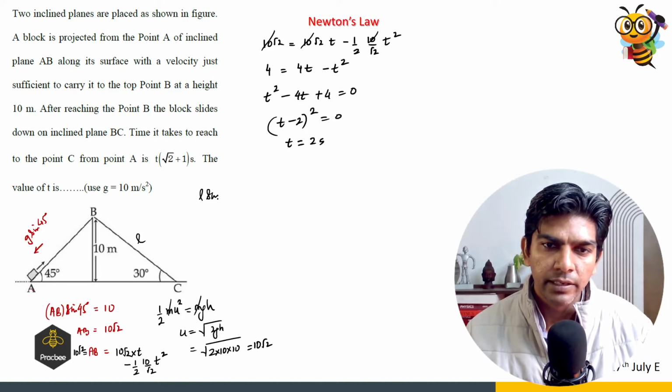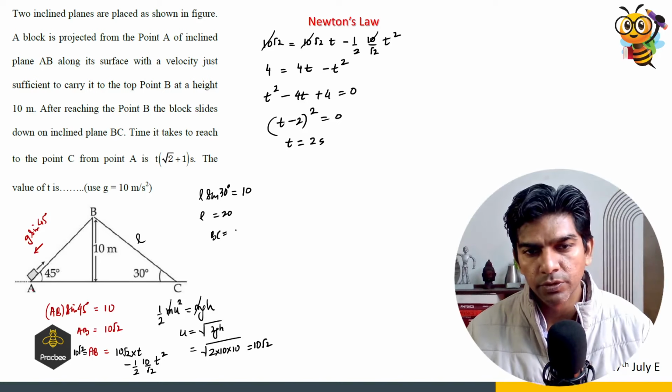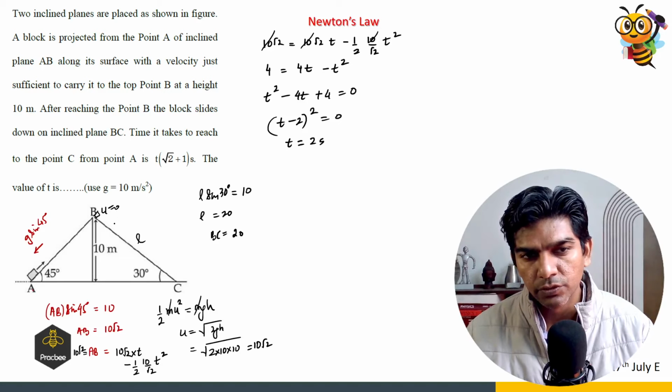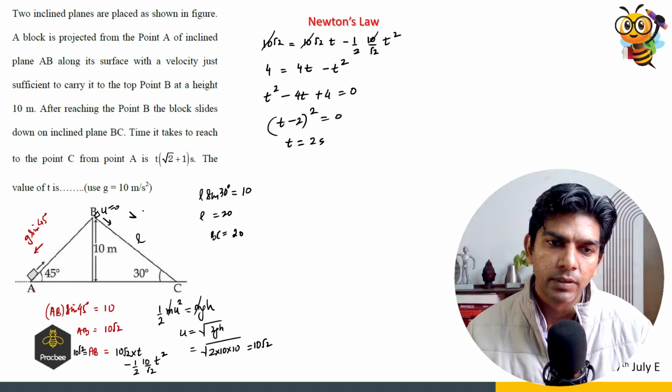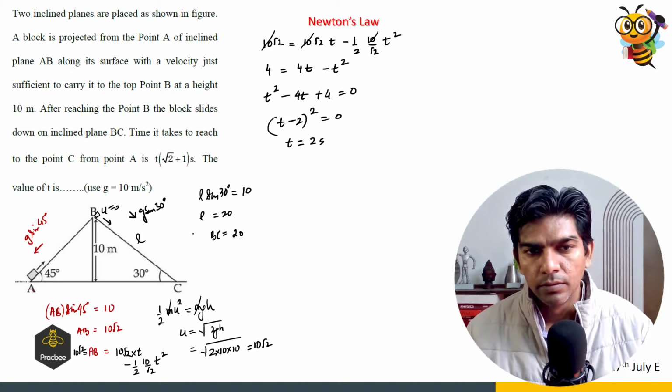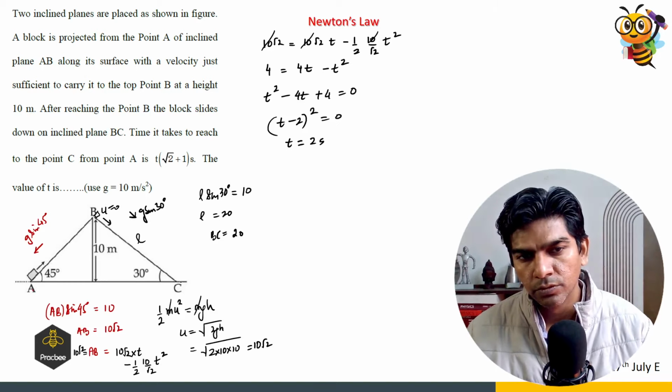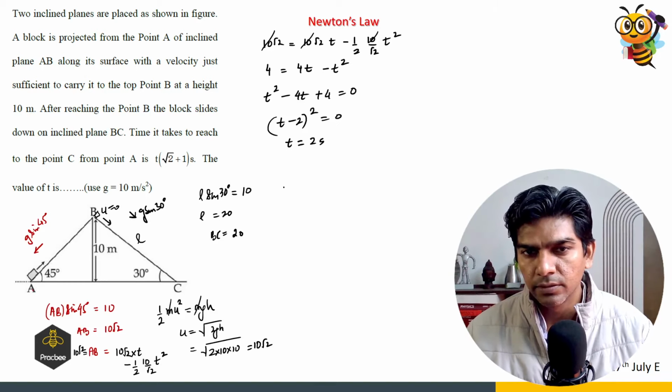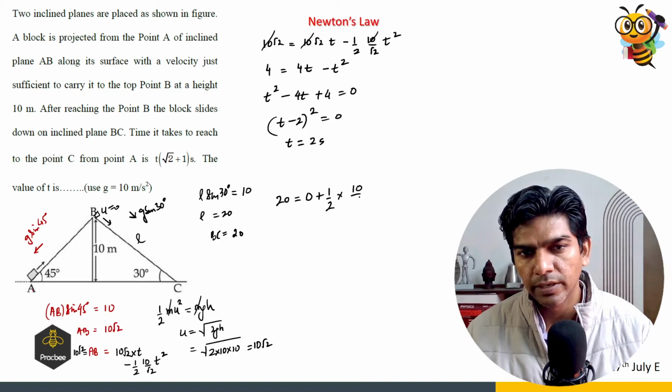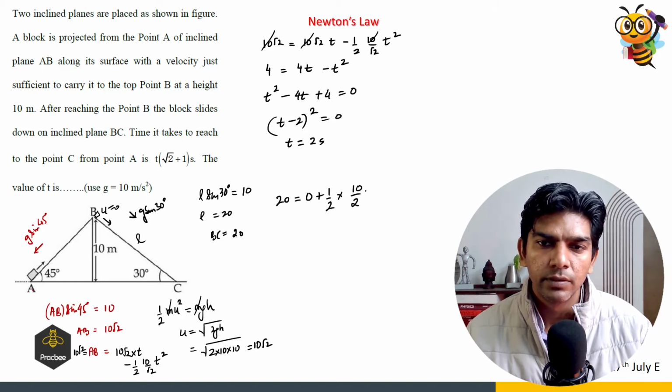So we can say L sine 30 degrees will be 10, so L will be 20. So BC will be 20. BC comes out to be 20, and it just reached the point B, so here the velocity will be 0 and it is coming down. So the acceleration will be g sine 30 degrees. So we got the acceleration, and displacement we know, so we can apply the second equation. It will be 20 equals 0 plus half g sine 30, that is 10 by 2, times t square.